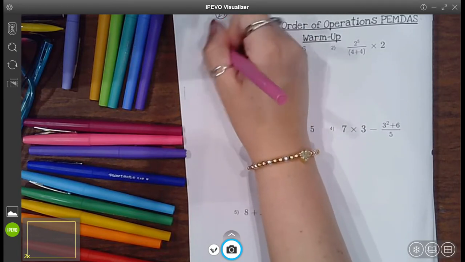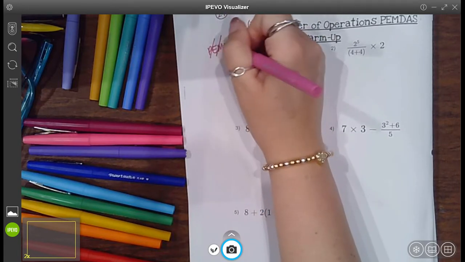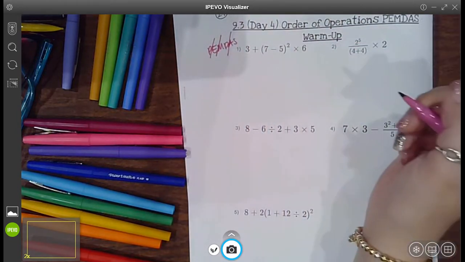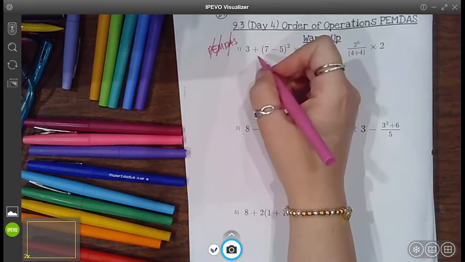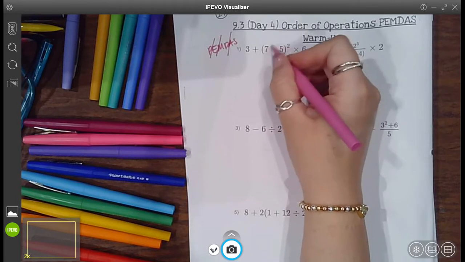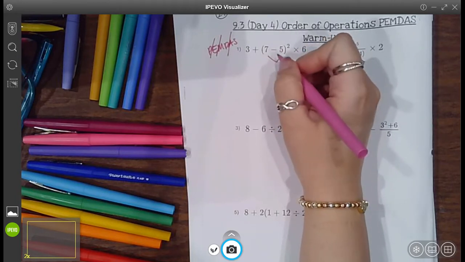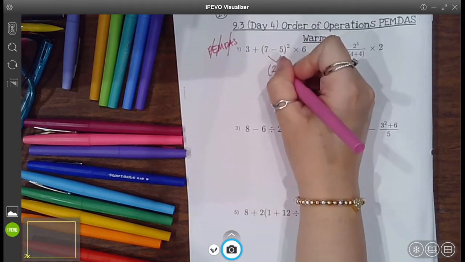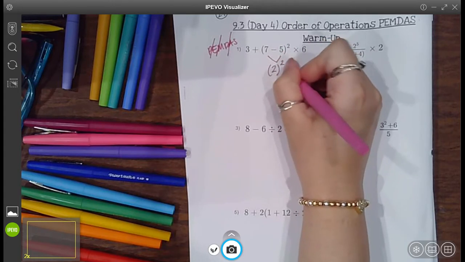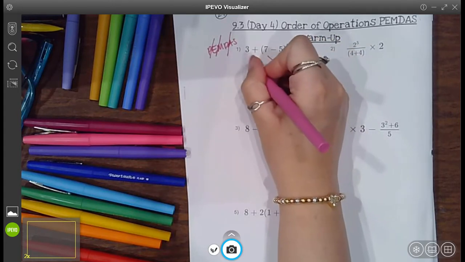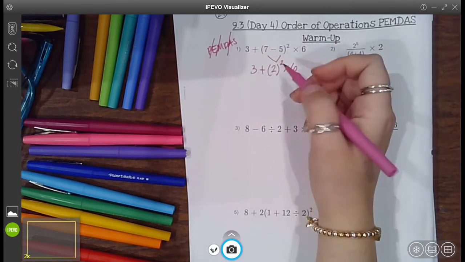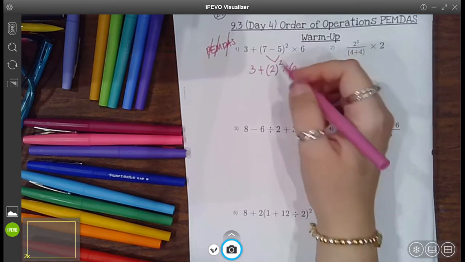Remember, parentheses first, then exponents. Multiplication or division comes before addition or subtraction. Okay, so look for parentheses. This needs to be simplified down to a singular number. 7 minus 5 is 2. Then bring everything else surrounding that down. Okay, parentheses is singled down to a single number.